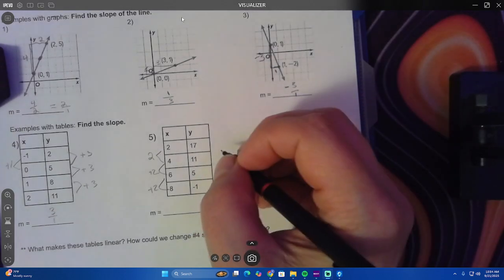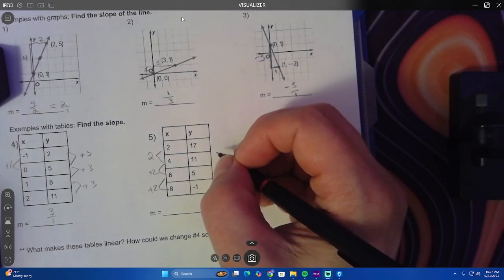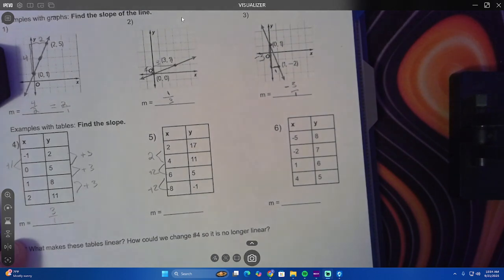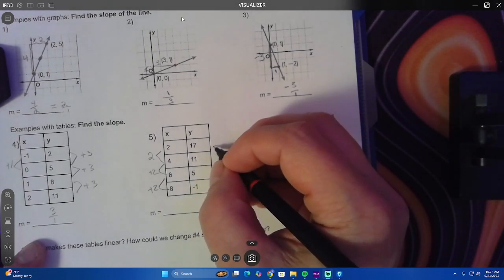If I ever see a rate of change that's not consistent, then this table might not be representing a linear value. We'll talk more about that.